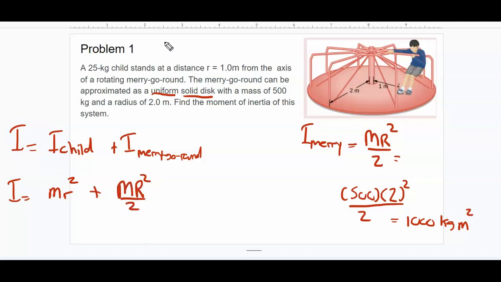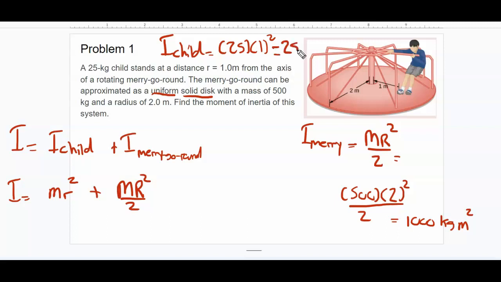So what is the moment of inertia for the child? That would be mr squared, so that would be 25 times 1 squared. Remember, r represents how far that point mass is from the axis of rotation, which in this case is 1 meter.